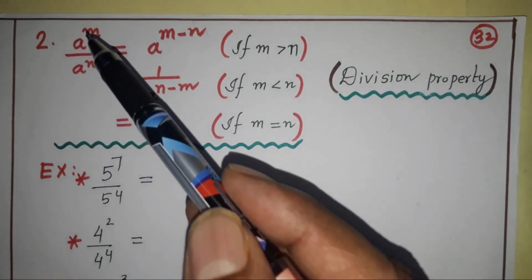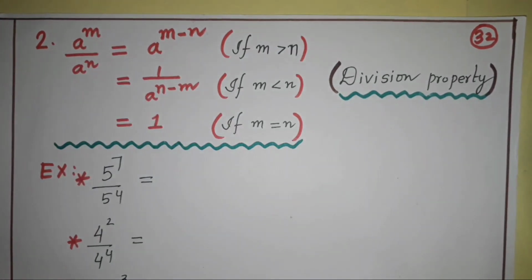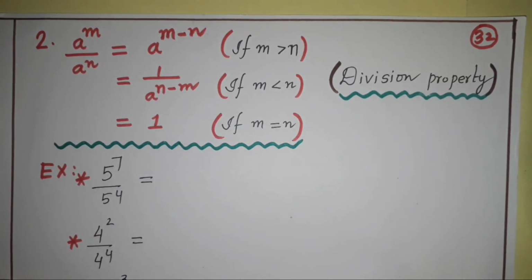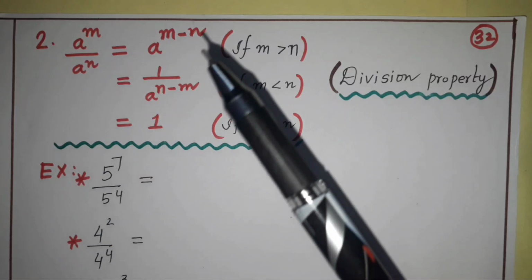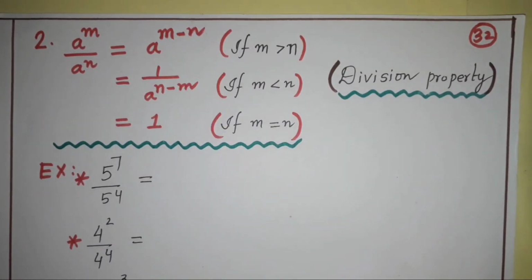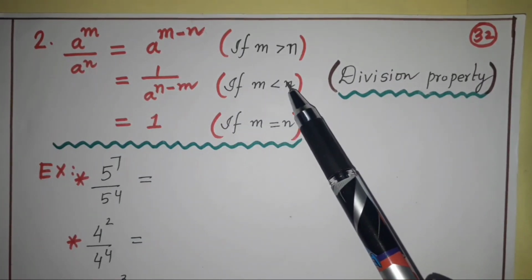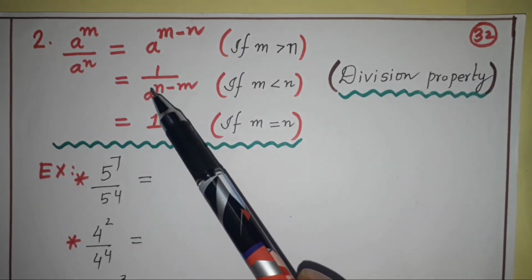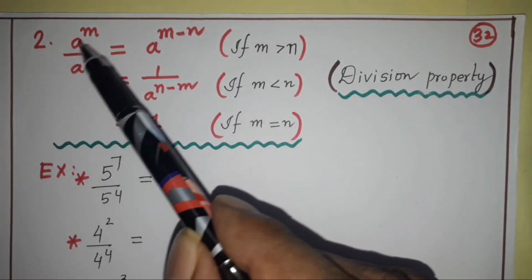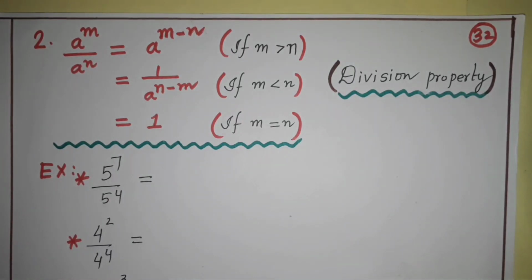Coming to the second, a to the power of m by a to the power of n. Observe, the bases are equal. Then we have to subtract the powers. This we have to understand in three cases. If m is greater than n, we write a power m minus n. Suppose if m is less than n, then you write 1 by a power n minus m. Suppose if m is equal to n, then both get cancelled and the result is 1. This is the division property.